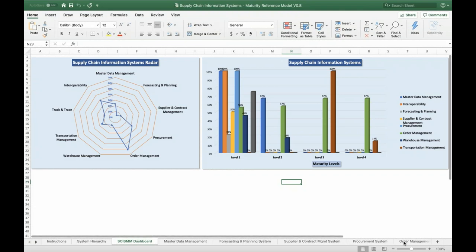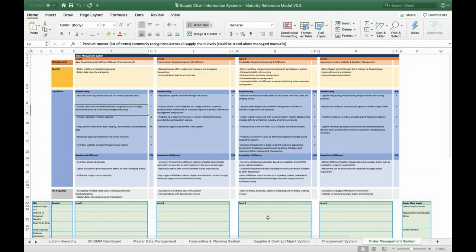So let's look at some of the capabilities as an example. Across all these various capabilities, we defined four different supply chain information system maturity levels. And we identified the benefits that an organization would derive if they are at a particular level. The very basic level is to have some processes in place and be able to capture data related to those processes, at least manually. For example, if you're talking about an order management system, being able to capture requisitions that you get from your downstream supply chain levels. It may not be an automated way of capturing, but at least capturing it in a manual way so that the data is available was the very, very basic requirement.